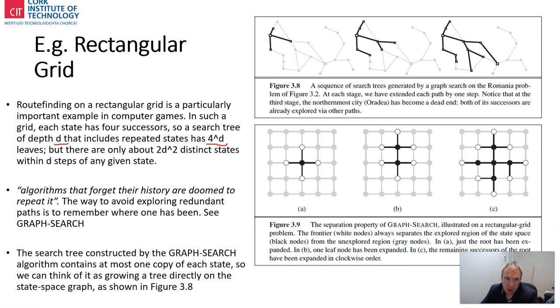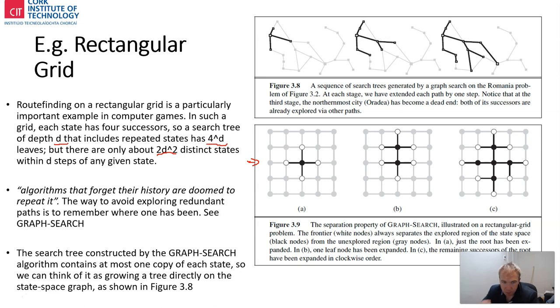So what they're saying here is that in this grid, depending on the depth, we'll have a number of repeated states which will be exponential. But there's a far smaller number of distinct states within the number of steps taken for arriving at that state. So it can reduce the intractability of the problem by maintaining that and reducing what we consider.